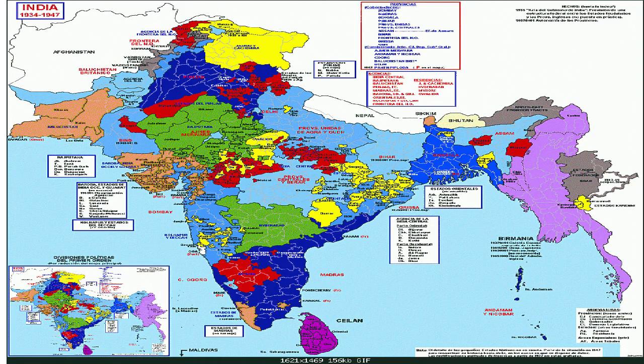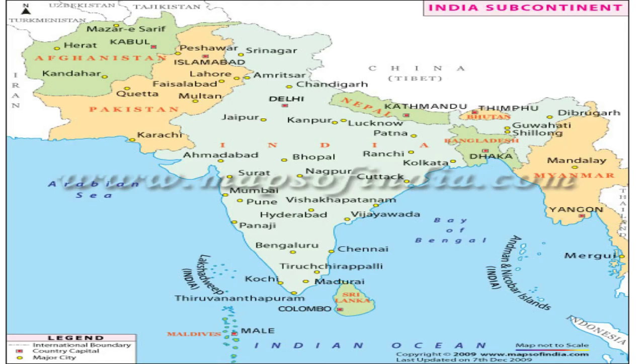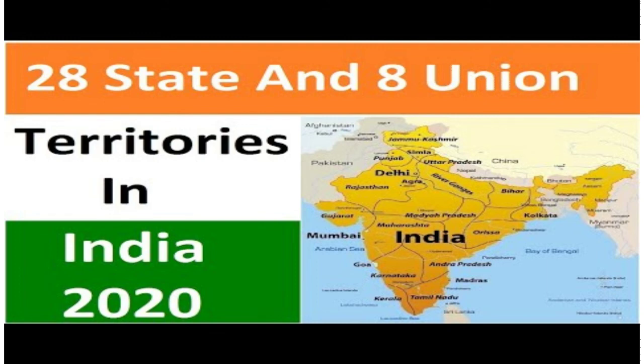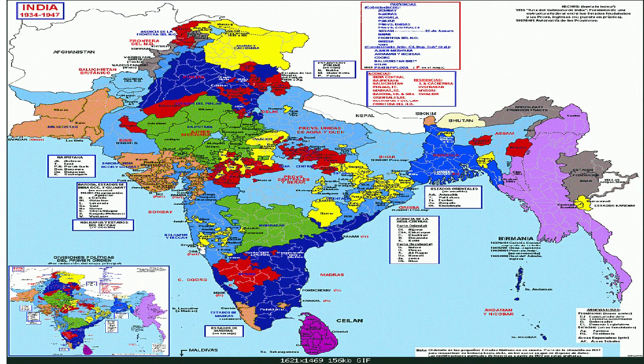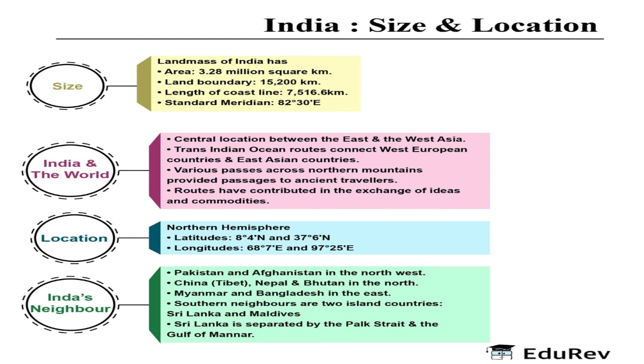India shares its boundaries with Pakistan and Afghanistan in the northwest, China, Nepal, and Bhutan in the north, and Myanmar and Bangladesh in the east. Our southern neighbors across the sea consist of two island countries, namely Sri Lanka and Maldives. Sri Lanka is separated from India by a narrow stretch of sea formed by the Palk Strait and the Gulf of Mannar, while the Maldives Islands are situated to the south of Lakshadweep Islands. India has had strong geographical and historical links with her neighbors.